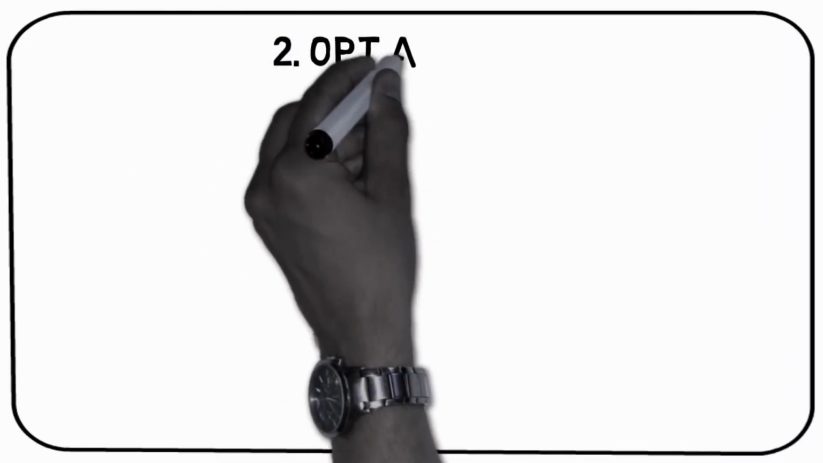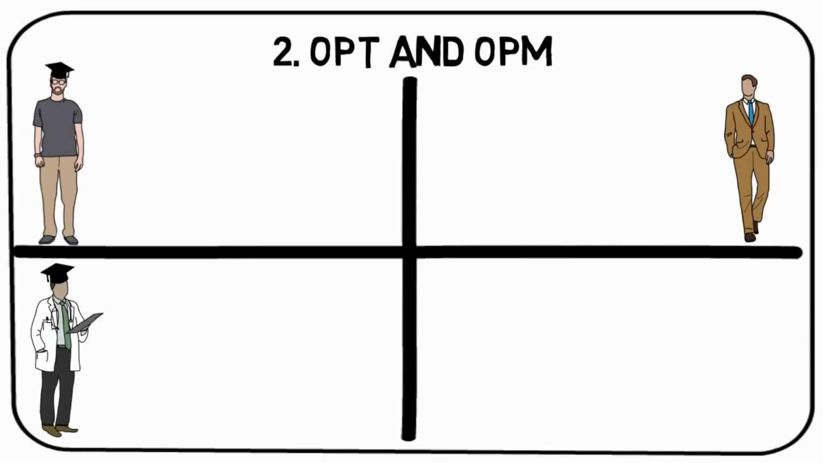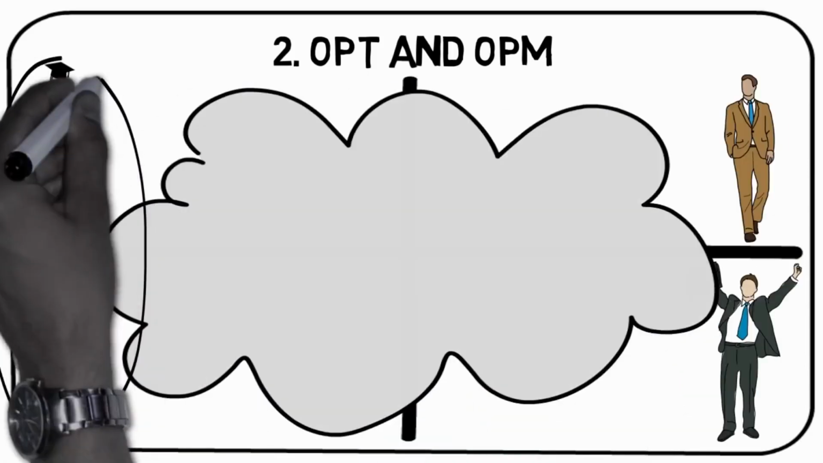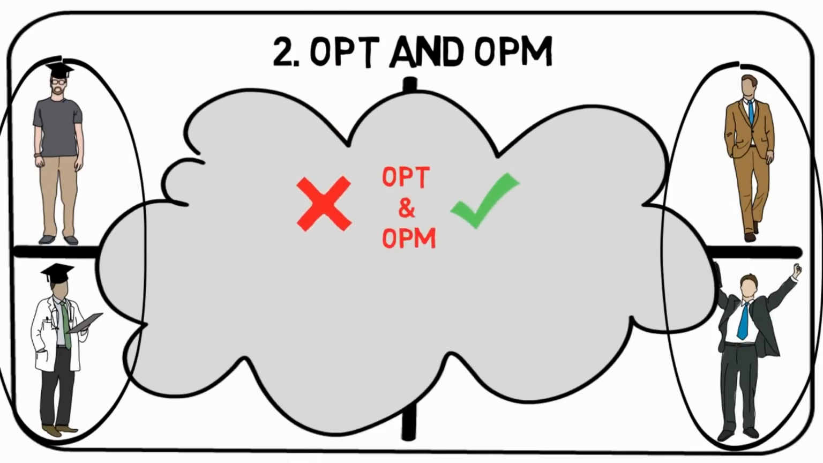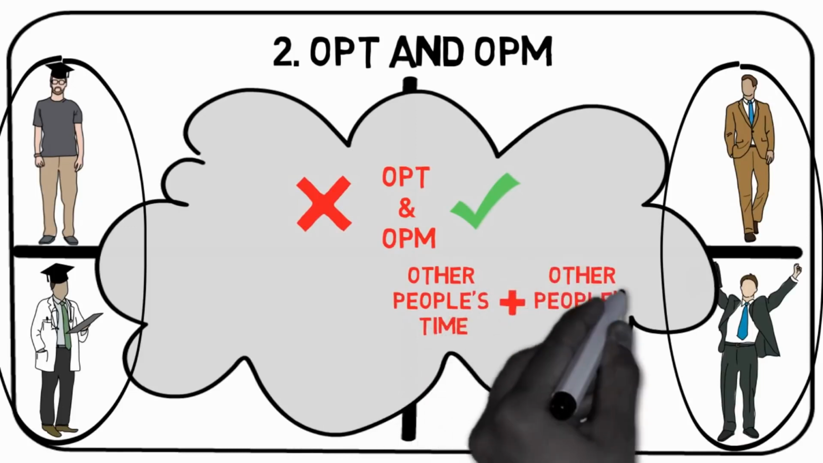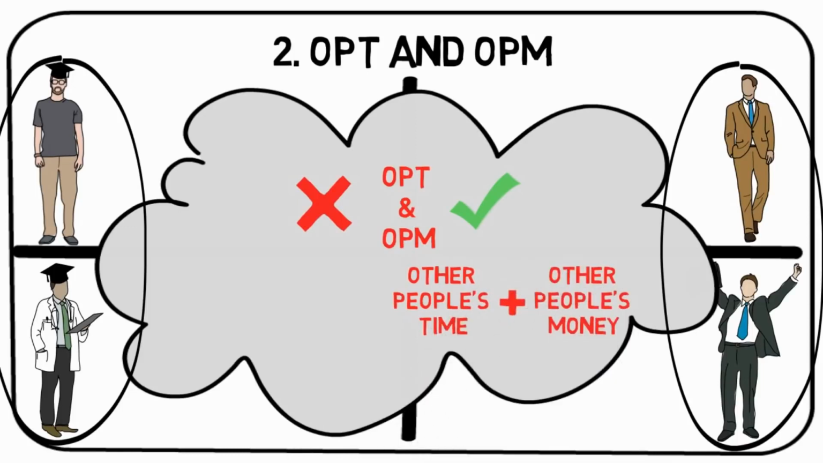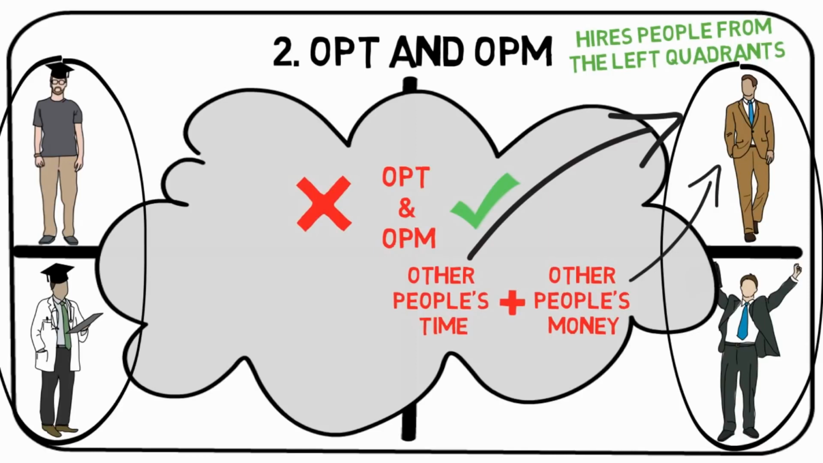Takeaway number 2. OPT and OPM. The number 1 difference between the left side of the cash flow quadrant and the right side is OPT and OPM. OPT stands for other people's time and OPM for other people's money. A person from the B quadrant uses OPT and OPM when he is designing a business system where he can hire people from the E and S quadrants while using money from people of the I quadrant.